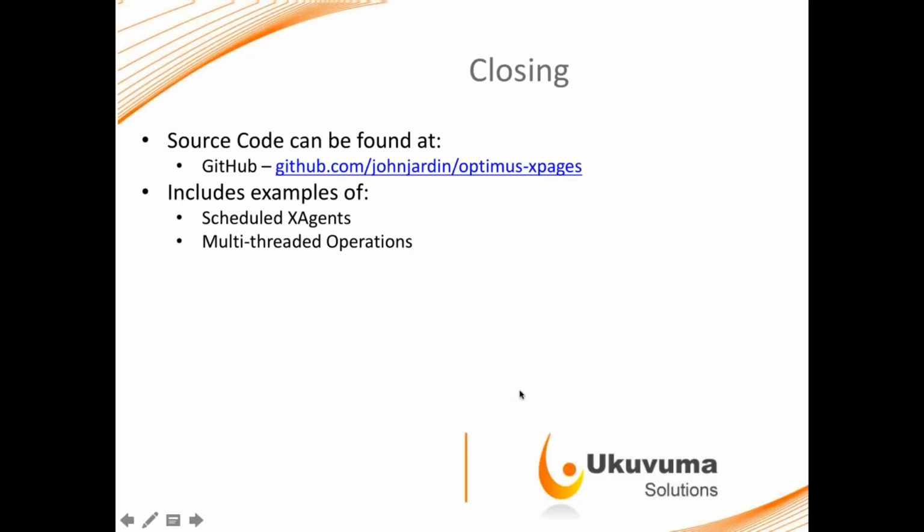the great news is all of this can be found on GitHub at github.com/John Jardin Optimus XPages. And as a little bit of an Easter egg, inside that source code on GitHub, I've also included an example of running scheduled XAgents, which access your Java XPages codebase. And I run a multi-threaded operation whenever you switch the menu items on top to show you how you can process operations without affecting or blocking the user interface, because it runs in its own thread. So be sure to go and download that and go and have a lot of fun with everything that I've done and shown you today.